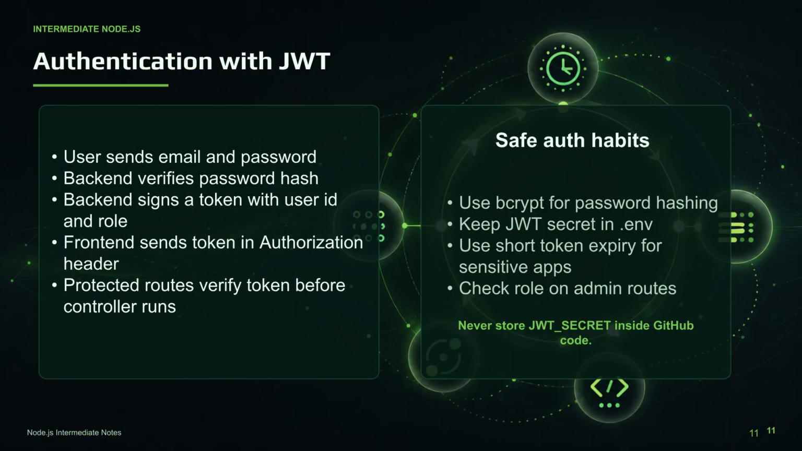Always use hashing. Authentication often relies on JSON Web Tokens, or JWTs. The workflow involves verifying credentials, signing a token, and having the client send it in the authorization header for protected routes. Always keep your JWT secret in environment variables and use bcrypt for secure password hashing.